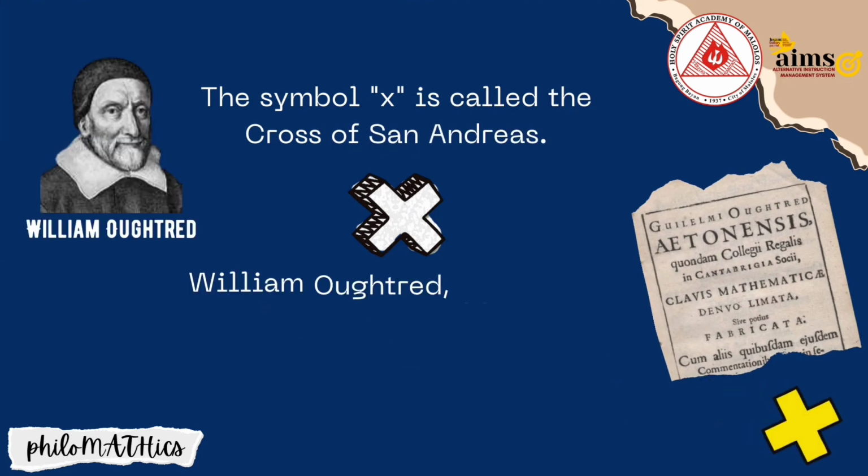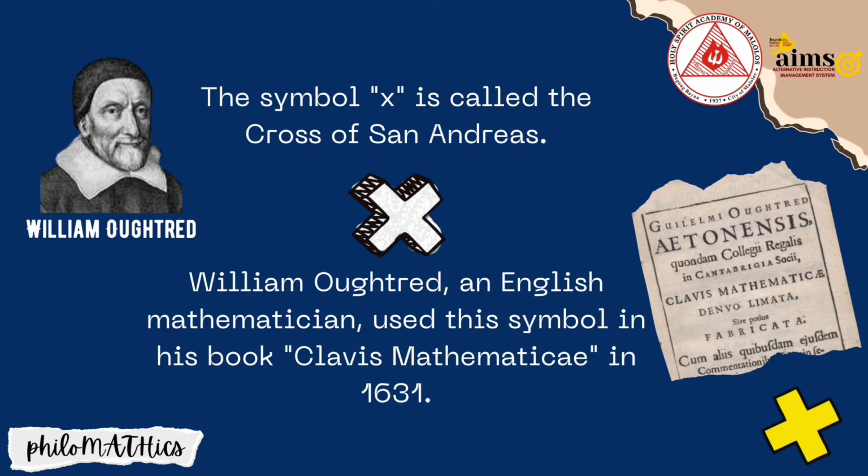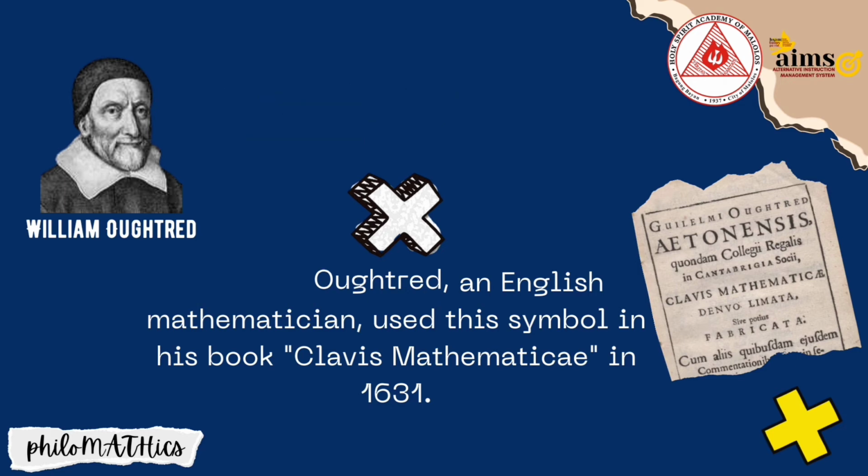Many people have often mistaken the multiplication symbol as the lowercase letter x, but it isn't. In fact, the symbol is called the cross of St. Andrew. The symbol gained popularity in the 16th century when William Oughtred, an English mathematician, used it in his book Clavis Mathematicae in 1631.